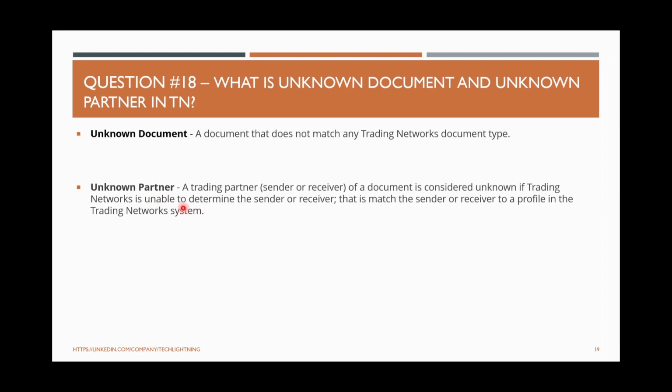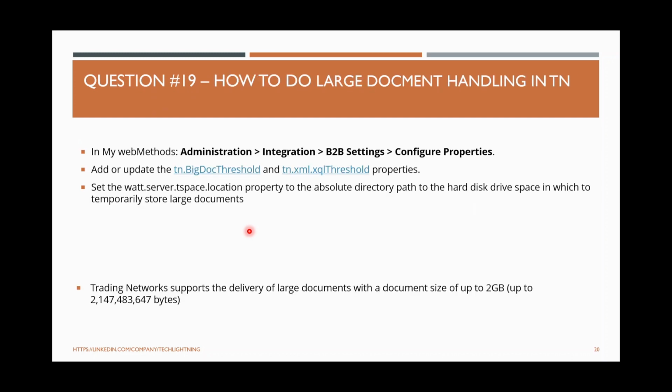If there is an unknown partner, if anything is missing in a partner profile or the partner itself is missing in our system, then we can recreate it, or we can create the profile, and then we can resubmit it, so that it will begin with your document recognition process, where sender ID and receiver ID extraction, all those things will happen. I'll move on to the next question.